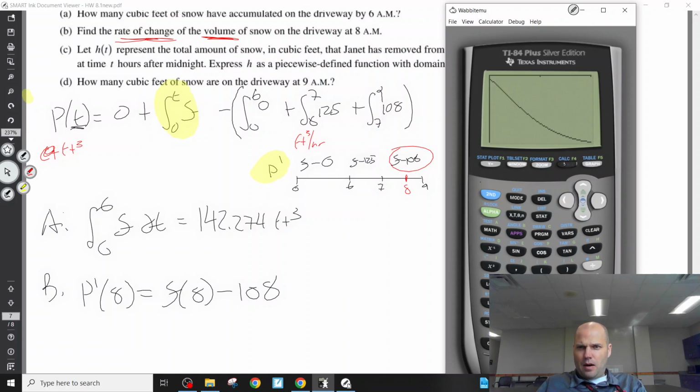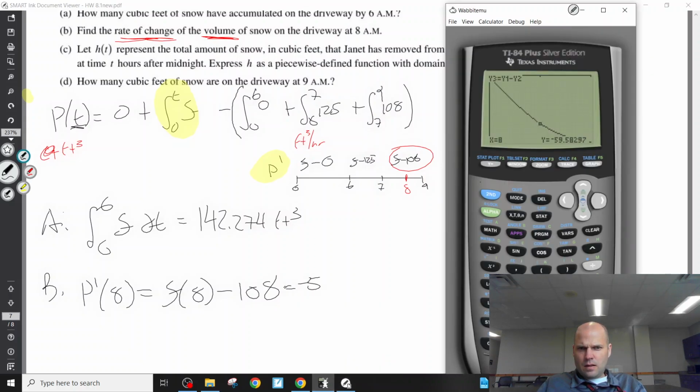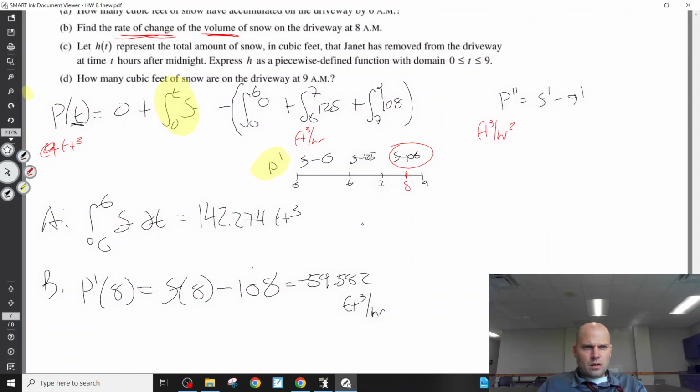P prime of 8 is negative 59.582. This is in cubic feet per hour. That is a first derivative. Rate in minus rate out. That's the answer. That means the total amount of snow is decreasing by that much per hour.